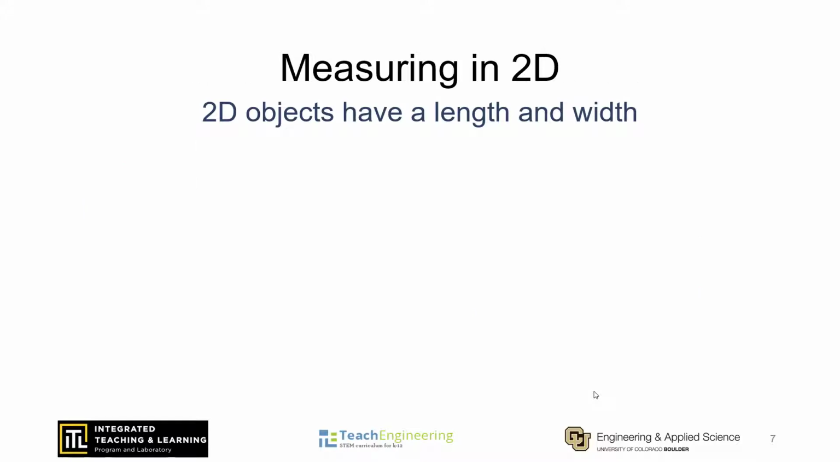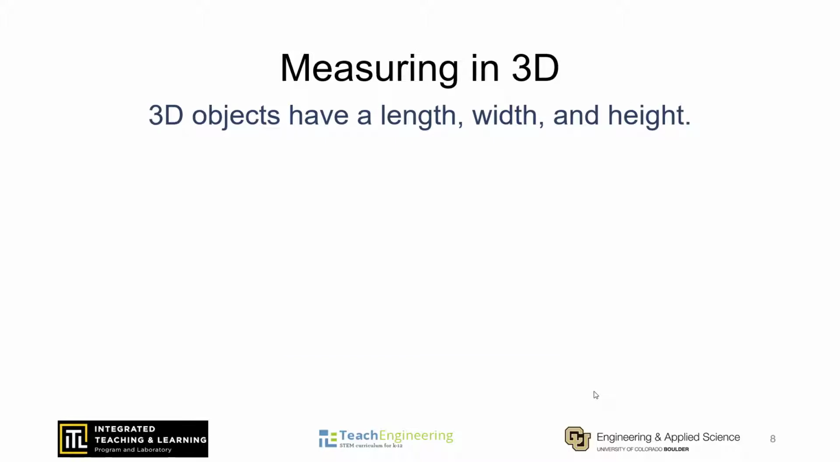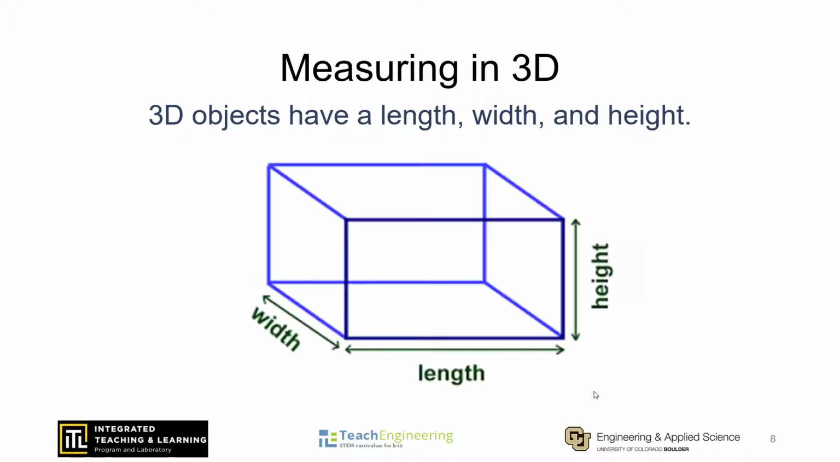When you measure in 2D, you measure objects with a length and a width. When measuring in 3D, you measure with length, width, and add the 3rd dimension of height.